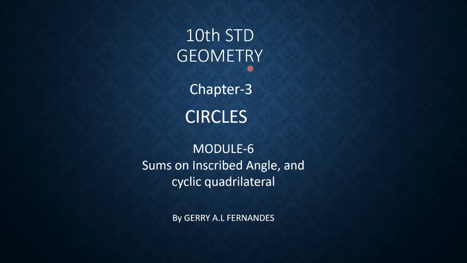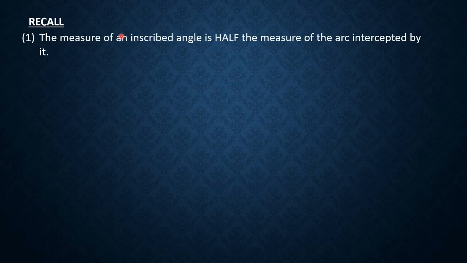10th Standard Geometry, Chapter 3, Circles. These modules will study sums on inscribed angle and cyclic quadrilateral. Let us recall what we studied in a previous video. The measure of an inscribed angle is half the measure of the arc intercepted by it.